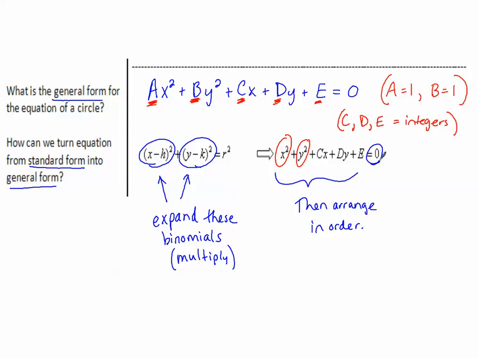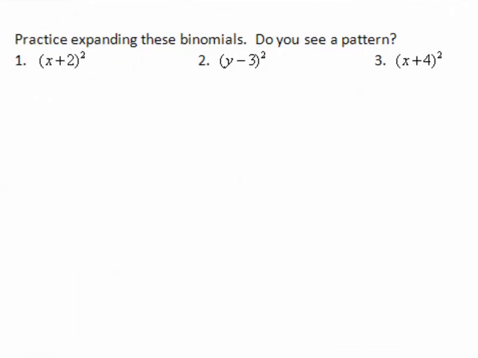So let's begin by practicing just expanding binomials. The directions say, practice expanding these binomials. And then we're going to look for a pattern. So what does it mean to square something? It means multiply it to itself. x plus 2 times x plus 2. How do we multiply this? We can call it distribute, or we can call it FOIL.